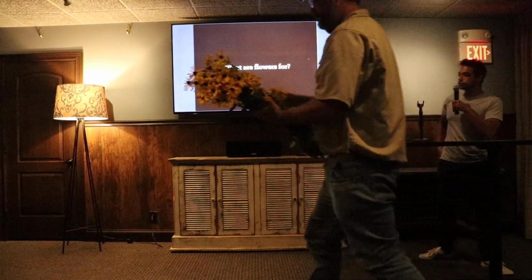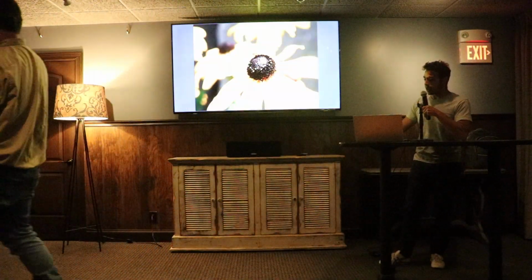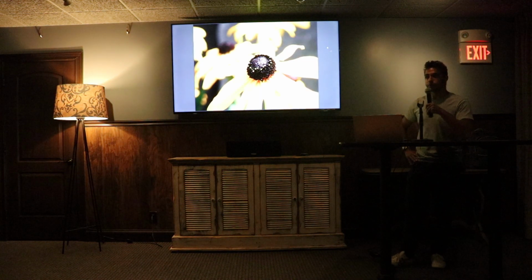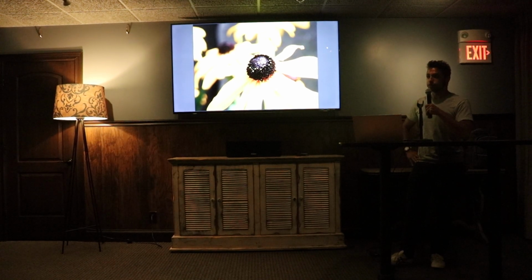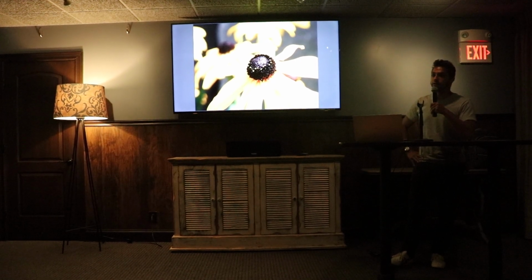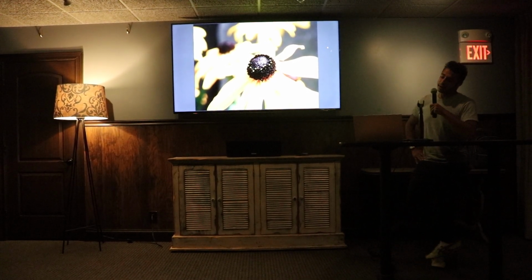Okay. So those flowers that are being passed out right now are called black-eyed Susans. Some of you have probably seen them before. They're a native plant that grow wild around here. This is a specific type of black-eyed Susan called Rudbeckia subtumentosa.